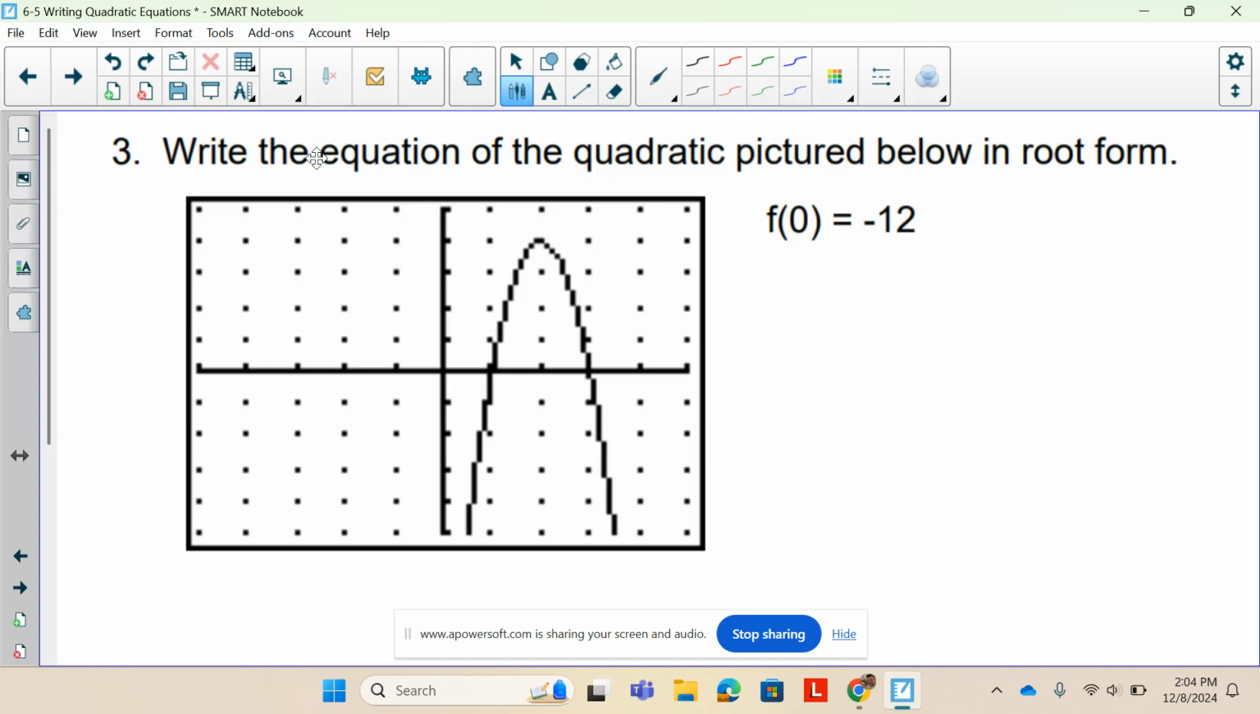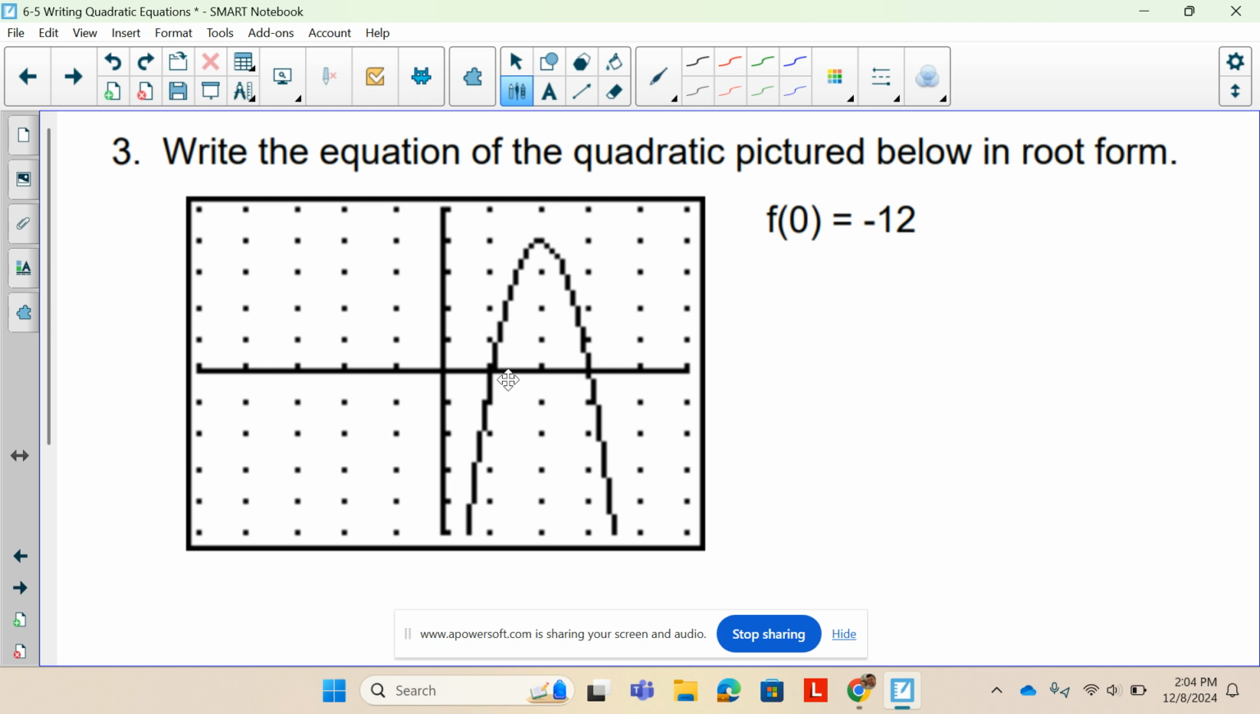Okay, we're going to look at a few more problems for 6.5, writing equations. So this one wants us to write an equation for the quadratic pictured below in root form. Okay, that one says root form, so we'll work through it real quick. Since it says root form, we'll go ahead and use the roots.